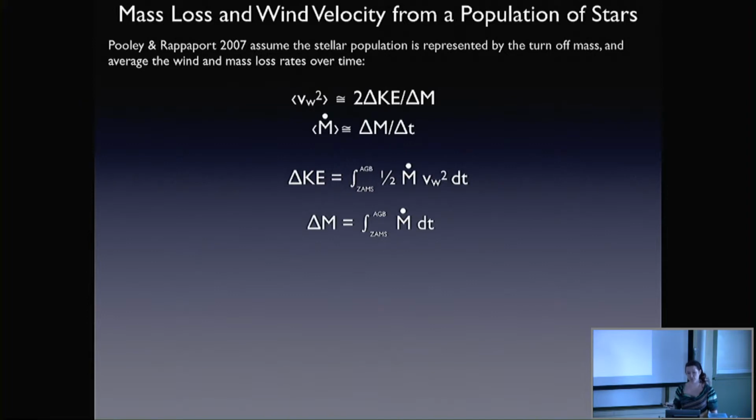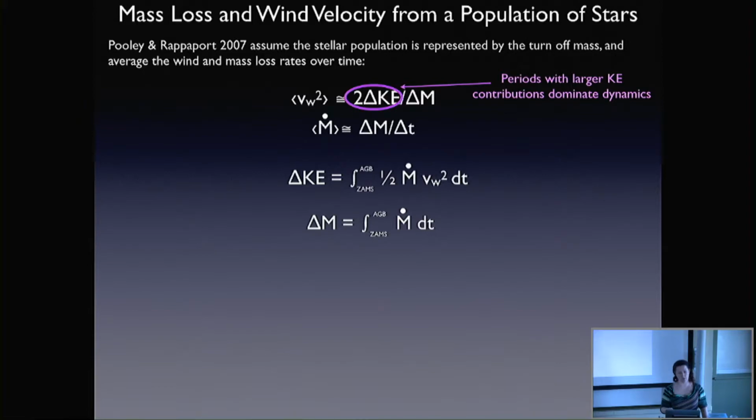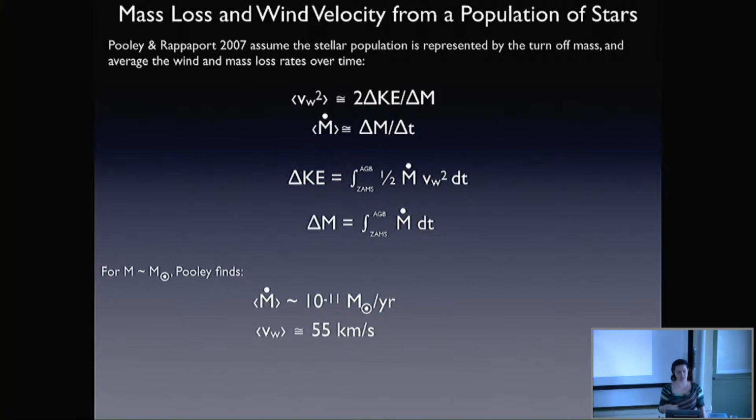You take some averages over the mass loss rates and wind velocities from the zero age main sequence to the AGB branch. This is nice because periods with higher kinetic energy contribute to the dynamics more. For an example, if you have something that's about a solar mass, your average mass loss rate is 10 to the negative 11 solar masses a year. Your average wind velocity is something like 55. Again, you have much higher mass loss rates on the RGB branch, but this is averaged over the lifetime.